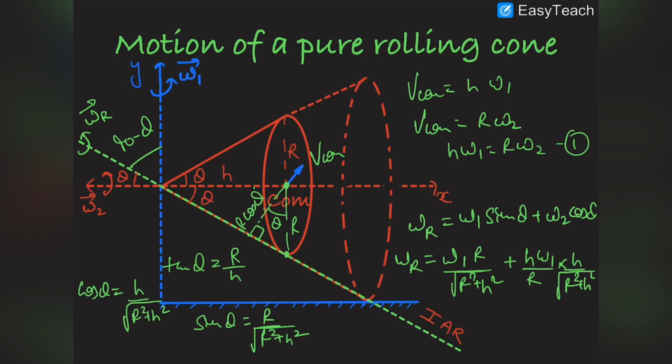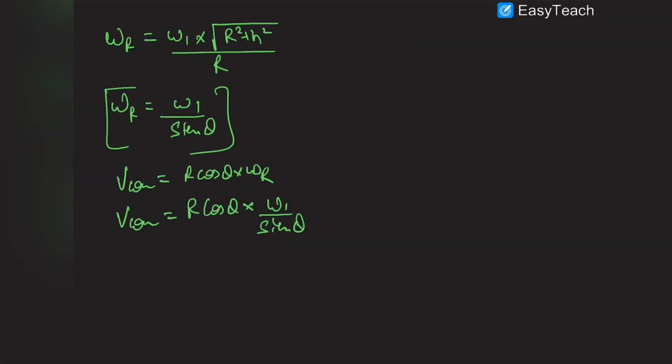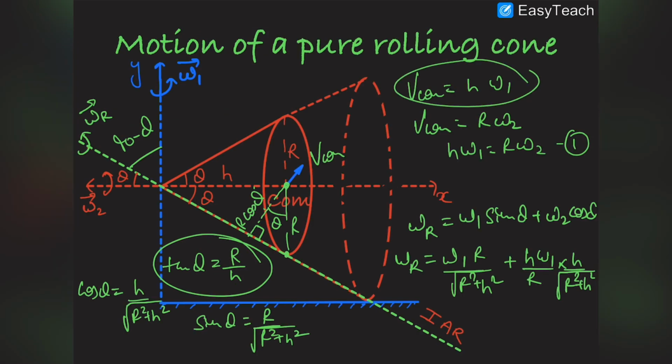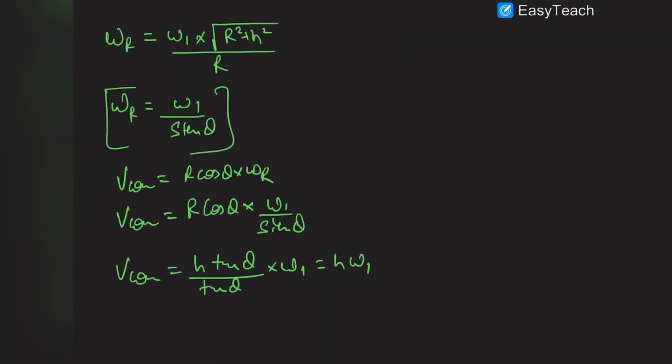Okay, now you can see that tan theta is equal to r by h. So you can replace r with h tan theta, and sine by cos is already tan theta, and this is omega 1. So it is h omega 1, and we have already written this result. So you can see that the velocity of center of mass calculated by all three axes, by this blue axis, by this red axis, and by this IAR is same, which should be the result.